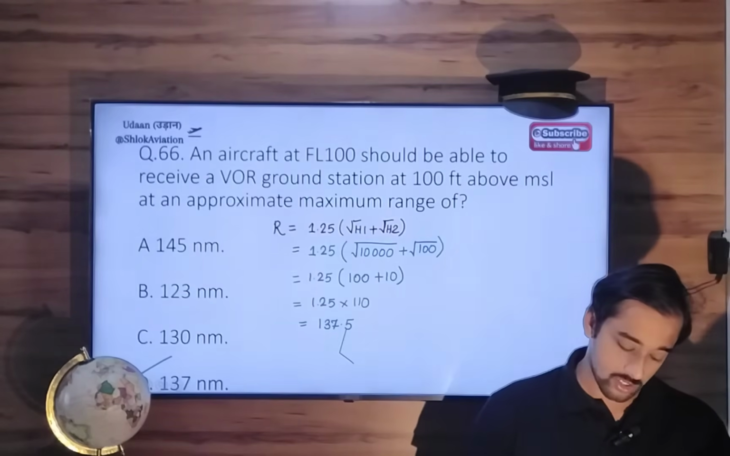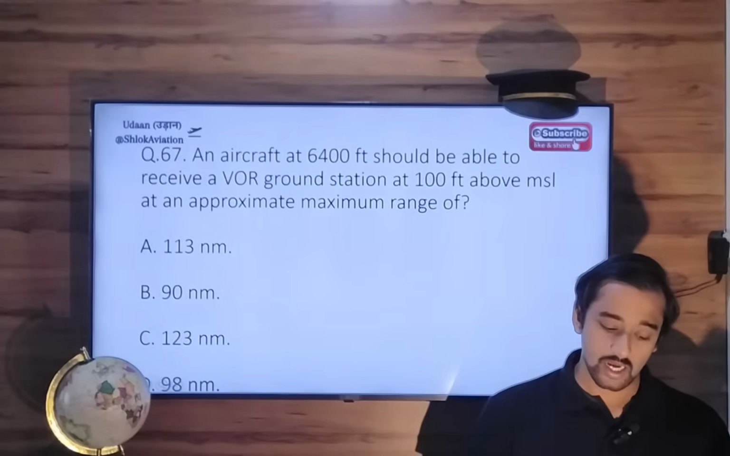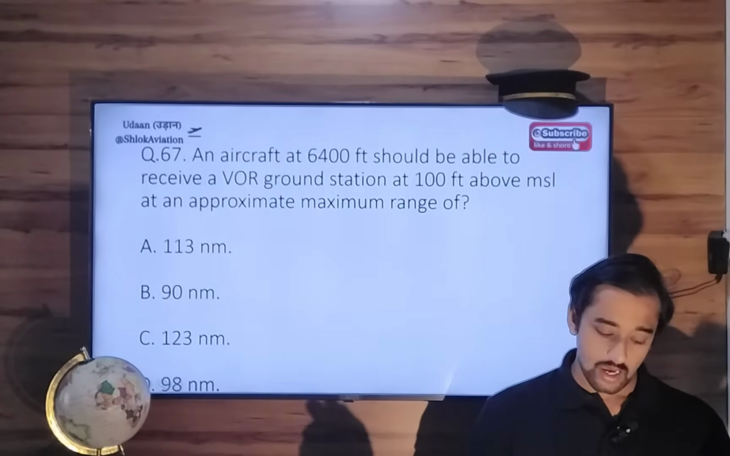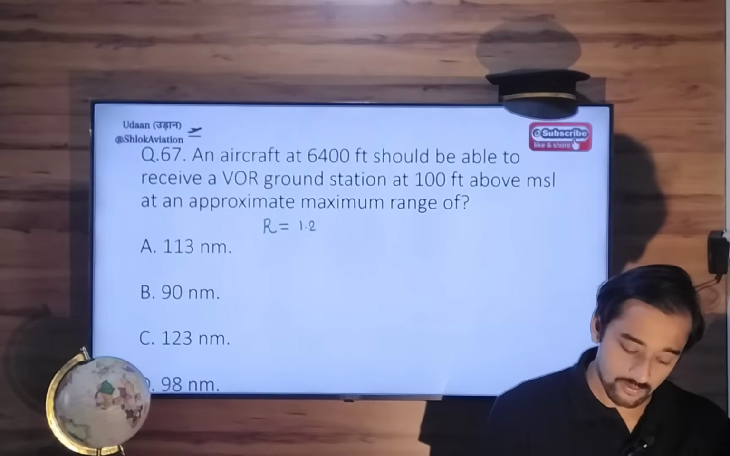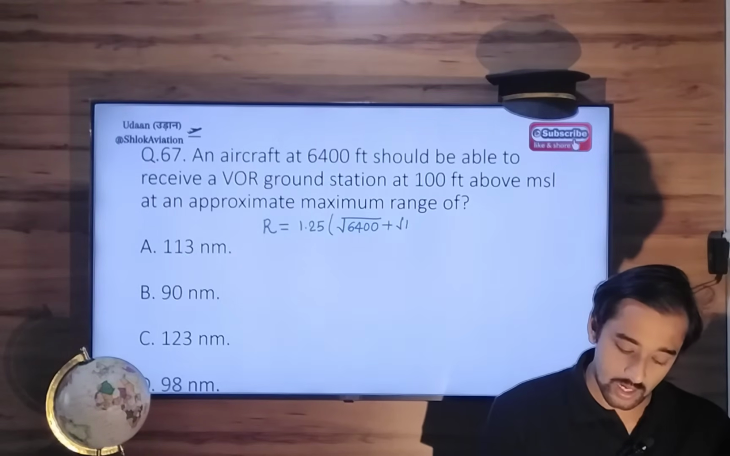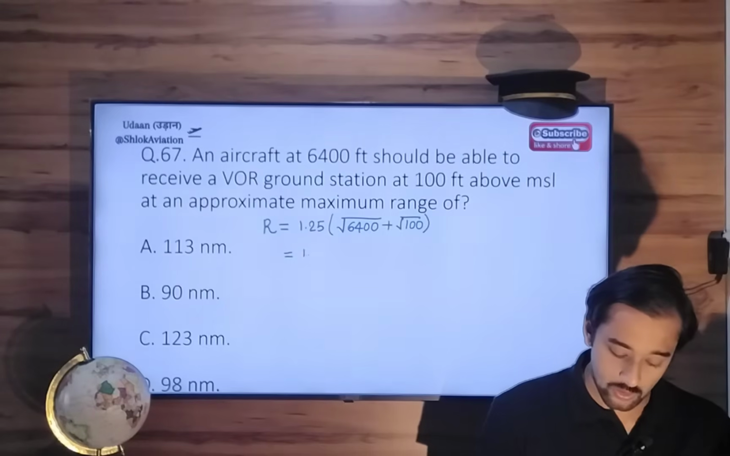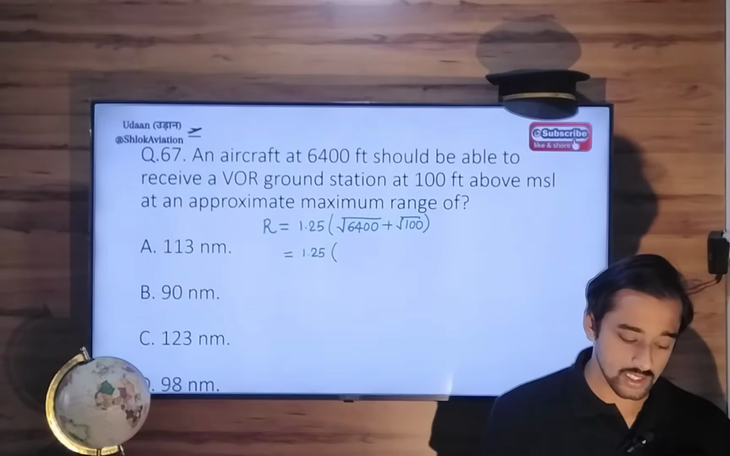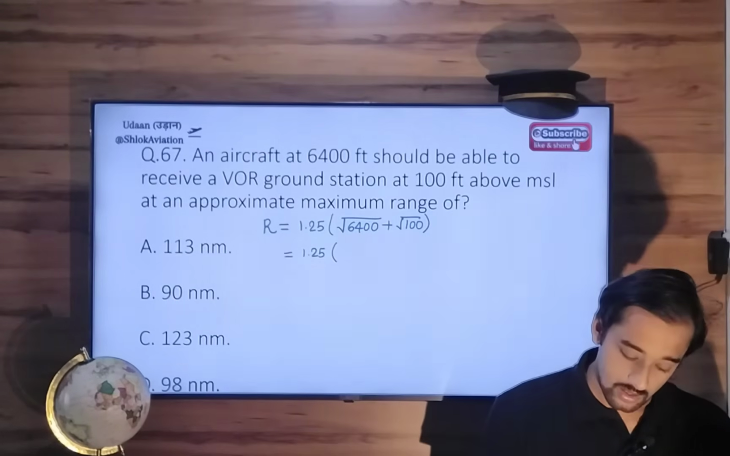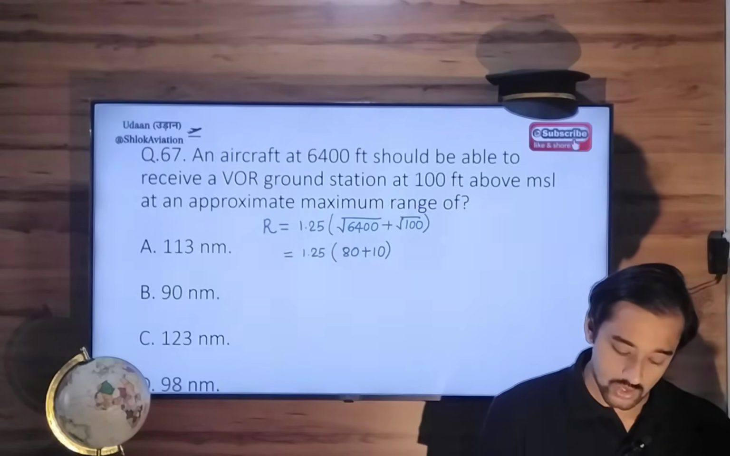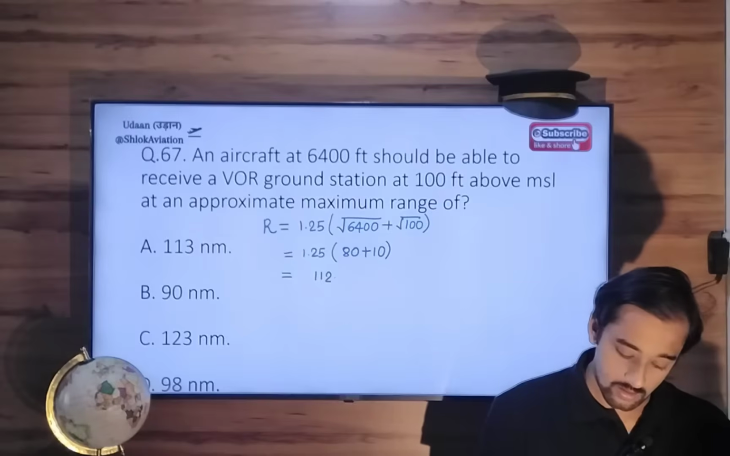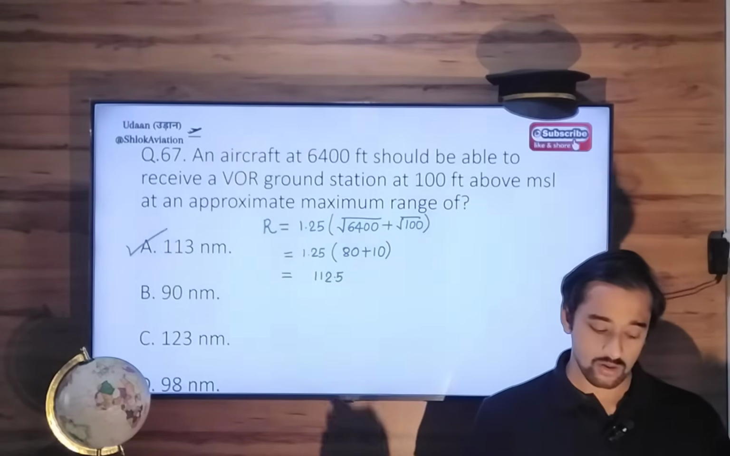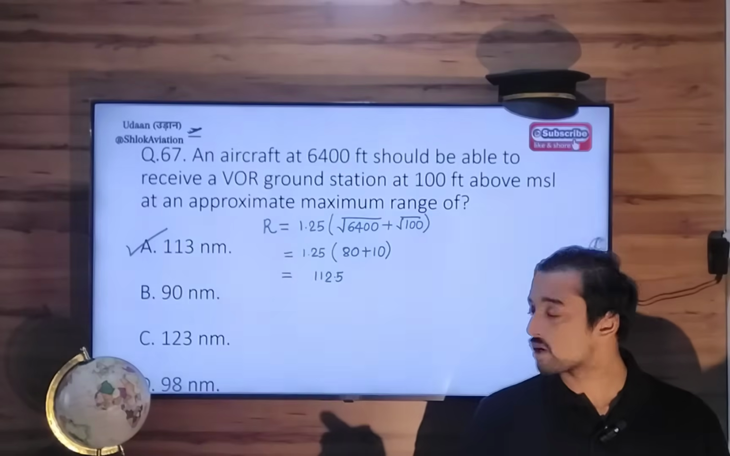Very simple formula based question. Question 67. Aircraft is at 6,400 feet and VOR is at 100 feet. What should be the range? So range should be 1.25, same formula, square root of 6,400 plus square root of 100. So 1.25 times square root of 6,400, which equals 80, plus square root of 100, which is 10. So 1.25 into 90 is 112.5. So correct answer will be option A, 113 nautical miles.